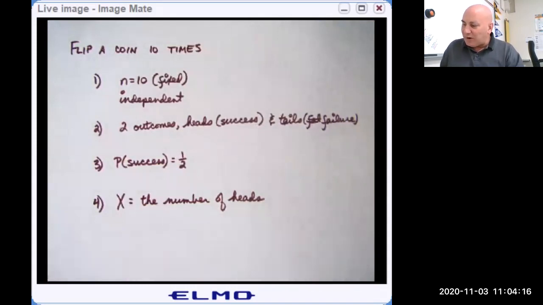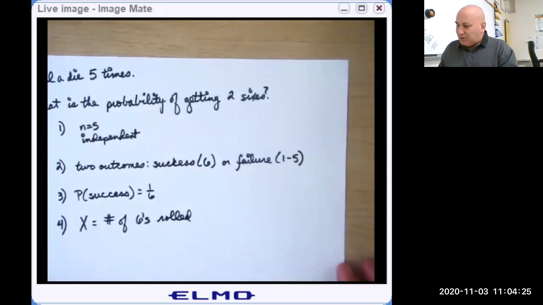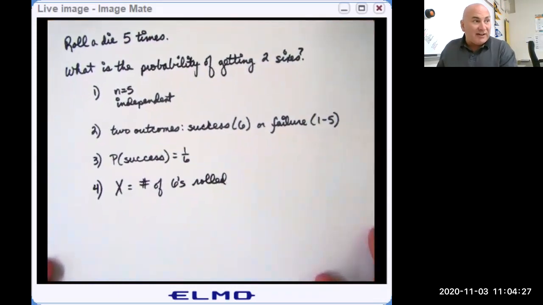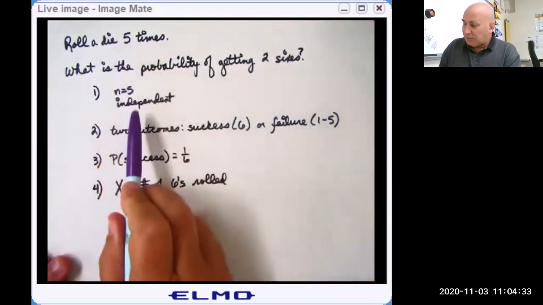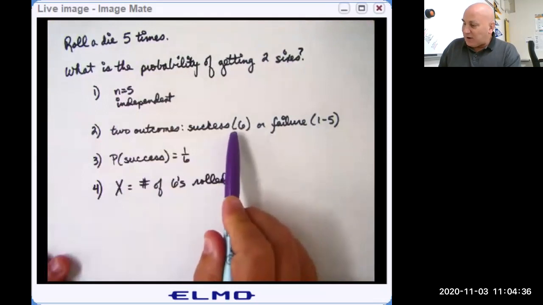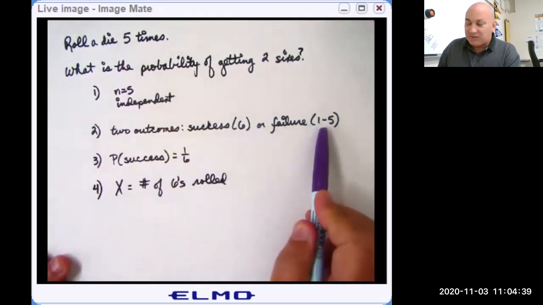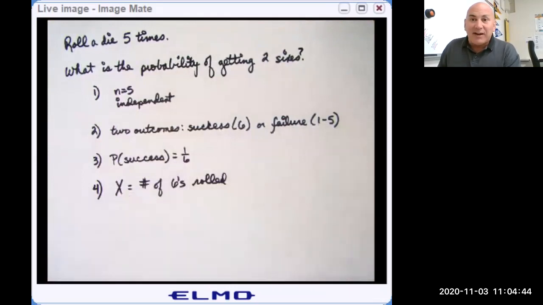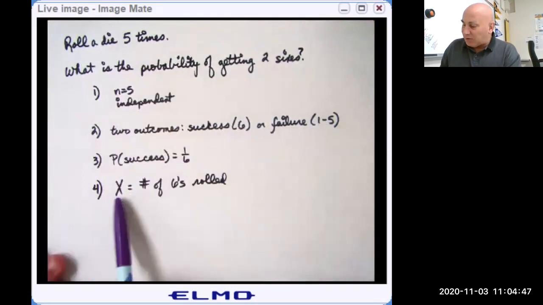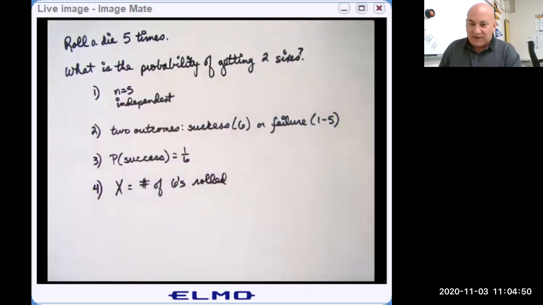So here, flipping a coin 10 times is definitely an example of a binomial experiment. Rolling a die 5 times, if we wanted to know the probability of getting exactly 2 6s, well, I have a fixed number of trials. They are independent. My 2 outcomes are 6 or not 6. And the probability of success is the same each time. And I'm going to let my random variable x record the number of 6s rolled, the number of successes. So these are binomial experiments.